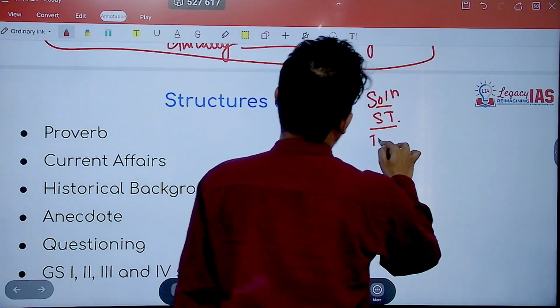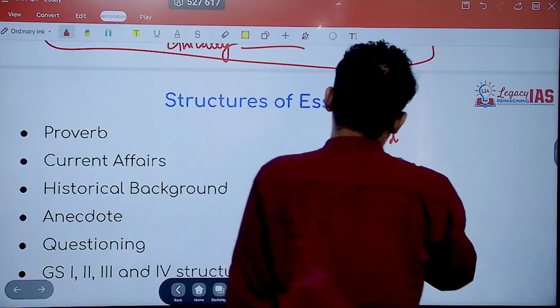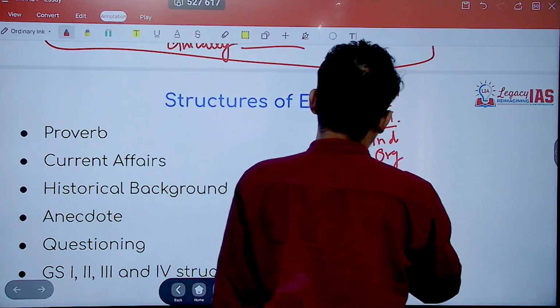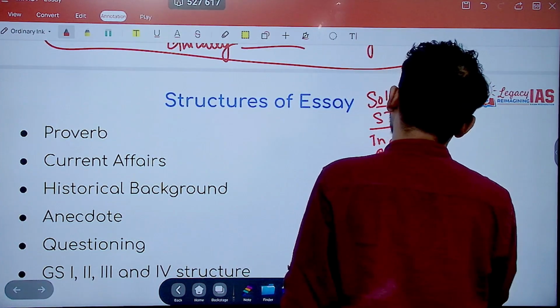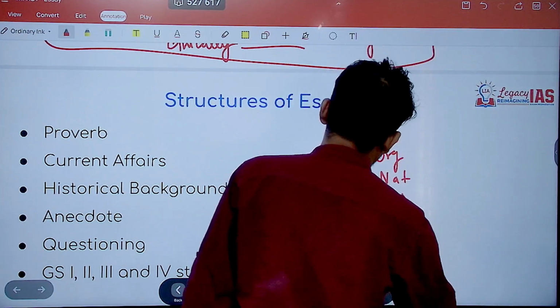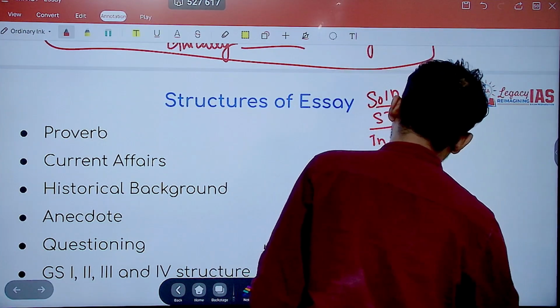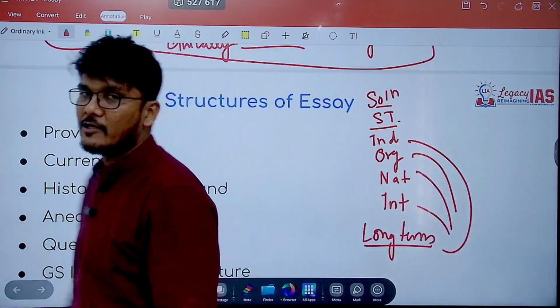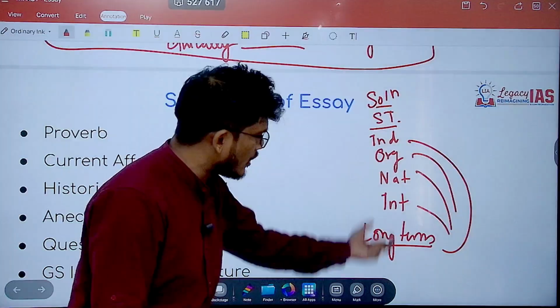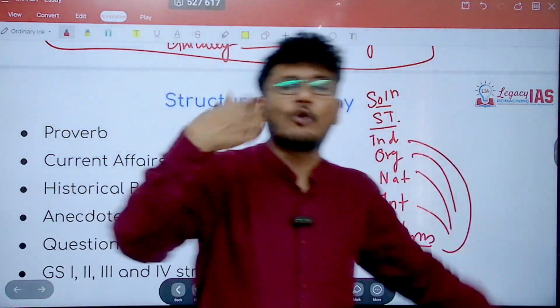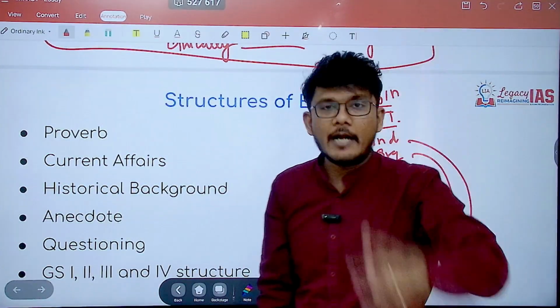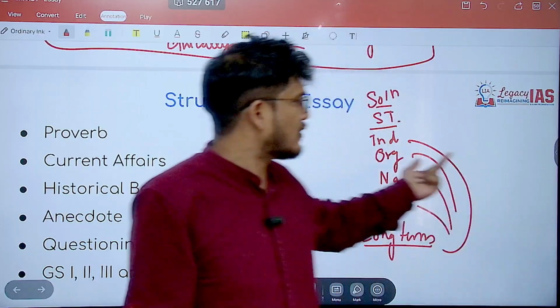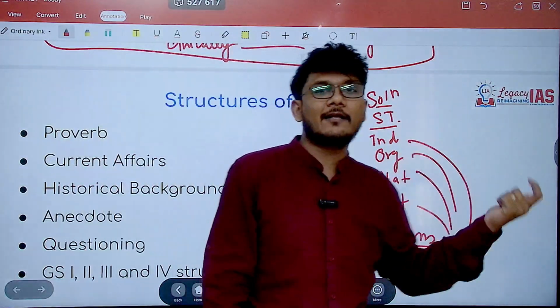Under short term, at the individual level, at the organizational level, at the national level, at the international level. Then I will mention long term solutions at again the individual, organization, national and international level. So I have broken down solutions into 8 different categories. So one sentence each means close to 100 words are gone. This is how you make the framework.